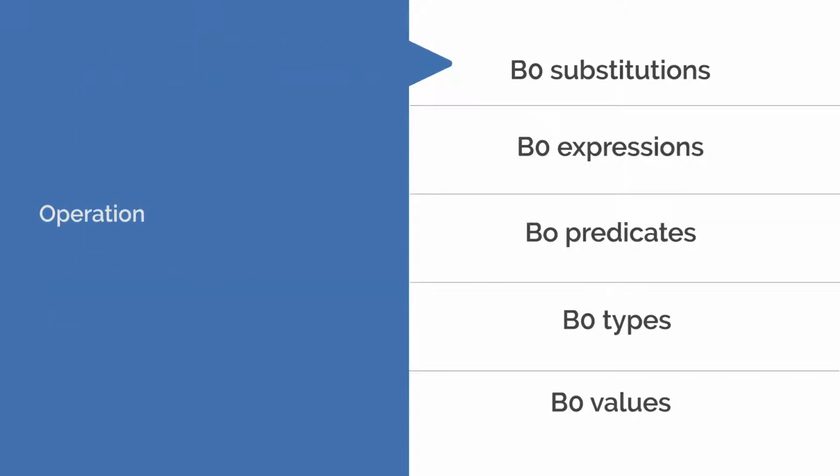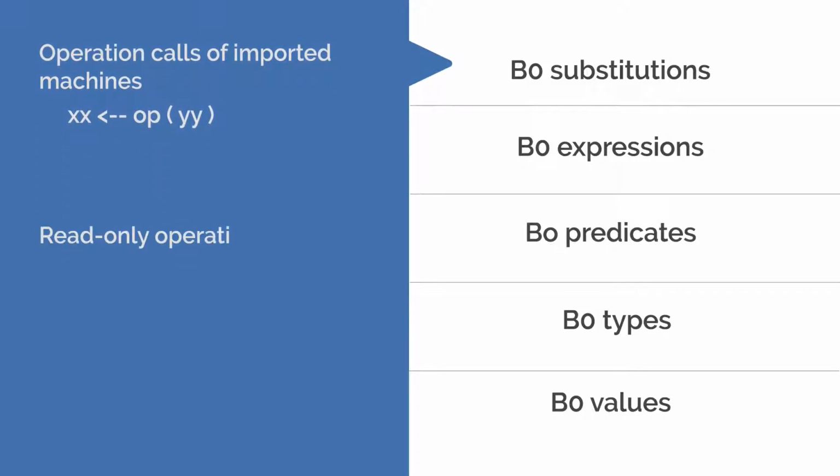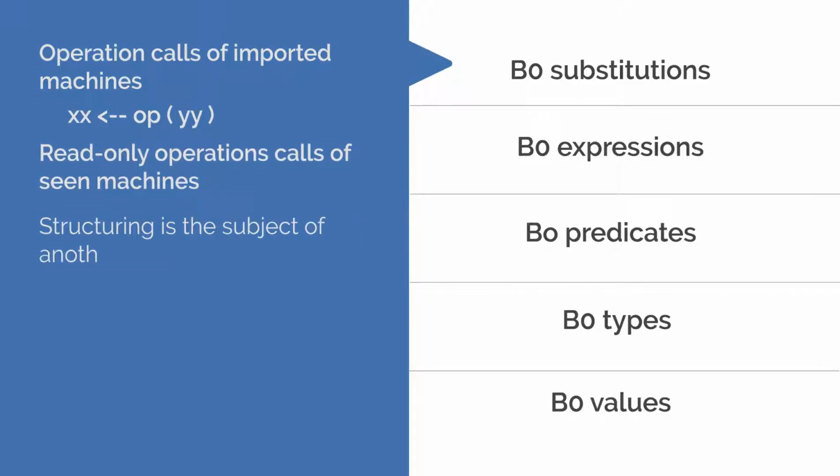We may also have operation calls of imported machines. So if the implementation imports a machine, then we call the operation of that machine. And for that, we use less than hyphen hyphen. So it's like an arrow to the left in which we assign to XX the output of the operation OP by giving the input argument YY. We can also have operation calls, but read-only operation calls of machines that the implementation sees. So we can have read-only operation calls of seen machines. But structuring is also a subject of another lecture.